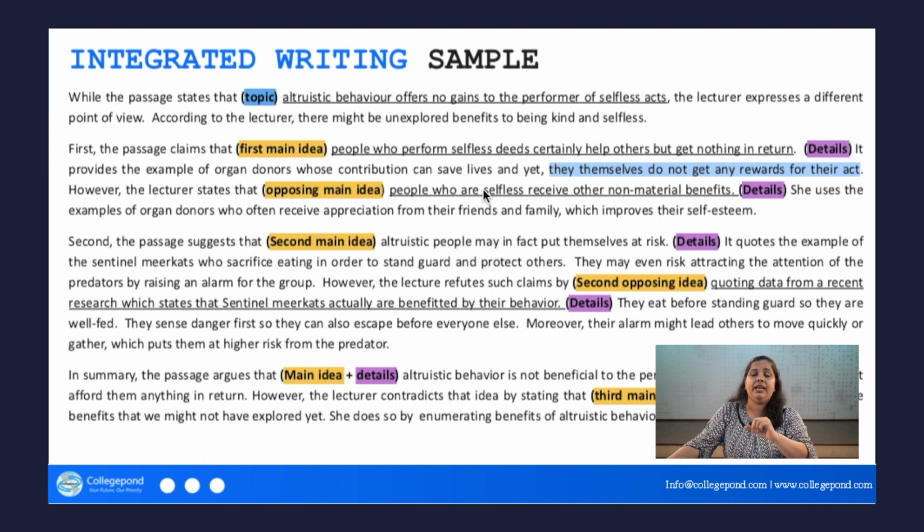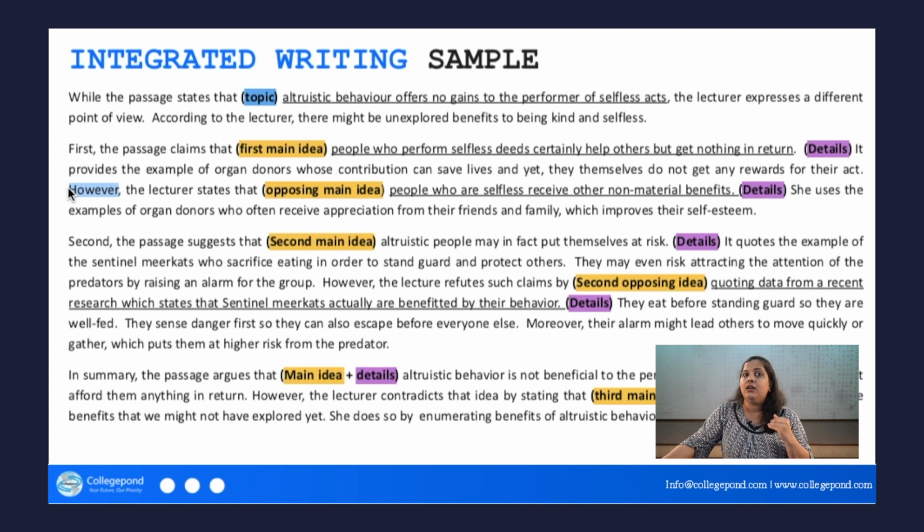Once you explain what is given in the passage, then directly give the point that contradicts that main idea. So it has to contradict the corresponding idea. So you talked about how organ donors are not getting any benefits. Then you directly juxtapose that with the point made by the lecturer that really opposes that particular point. So the lecturer states, and use words like this always, however, this marks contrast, right? So you're contrasting what is given in the passage with what the lecturer is saying.